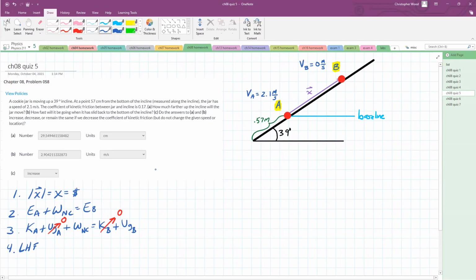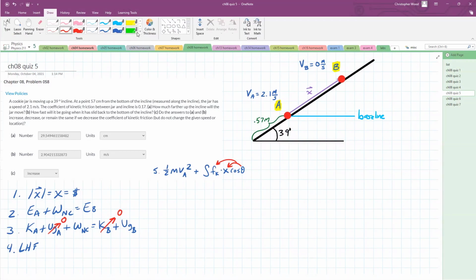Number 5. Here's my, I'm still not seeing the dollar sign. It's in there somewhere. Here's my kinetic energy at A, 1/2 mVA squared, plus friction. Here's how I'm going to deal with friction. Ready? It's F sub K times X cosine of theta, where theta is the angle between this vector and this vector.